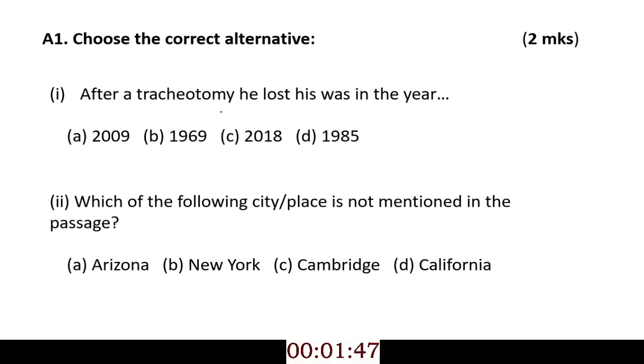After a tracheotomy, he lost his voice. You want voice. He lost his voice. Yeah. That was in the year what? Which of the following city or place is not mentioned in the passage? It's important. Not mentioned in the passage.